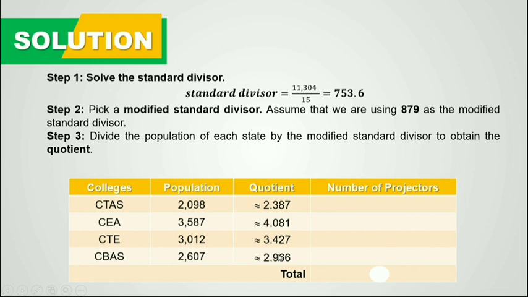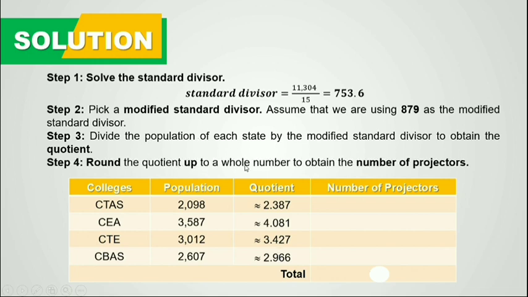The next step is to round each quotient up to a whole number to obtain the number of projectors. So 2.387 becomes 3. Always round up, as long as we're using the Adams plan of apportionment. And 4.081 becomes 5, 3.427 becomes 4, and 2.966 becomes 3. Then you sum these up: 3 plus 5 is 8, plus 4 is 12, plus 3 is 15. Take note that 15 is also the number of projectors to be apportioned. So we have now obtained the desired number of projectors to be apportioned.